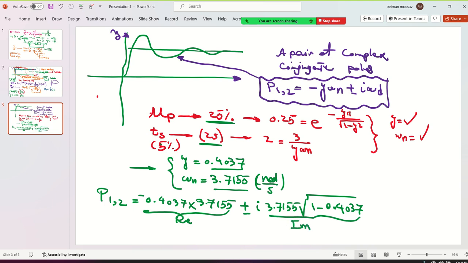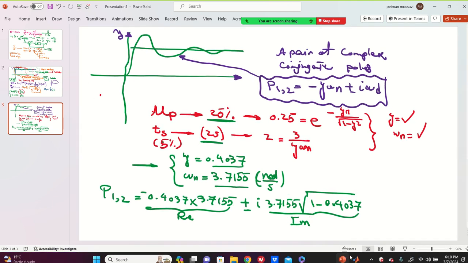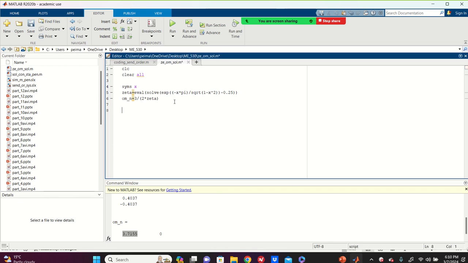Let's do that together, because eventually I'm going to teach you how to design control for these poles. So you come here and say the real part is zeta omega n, and the imaginary part is omega n multiplied by the square root of 1 minus zeta square. There we go.